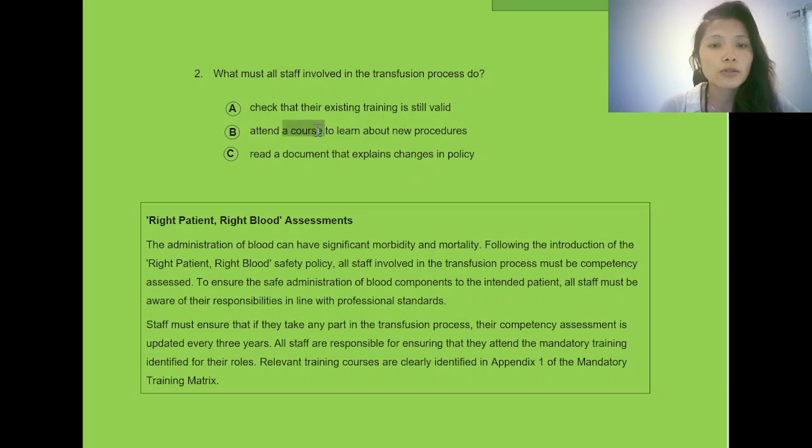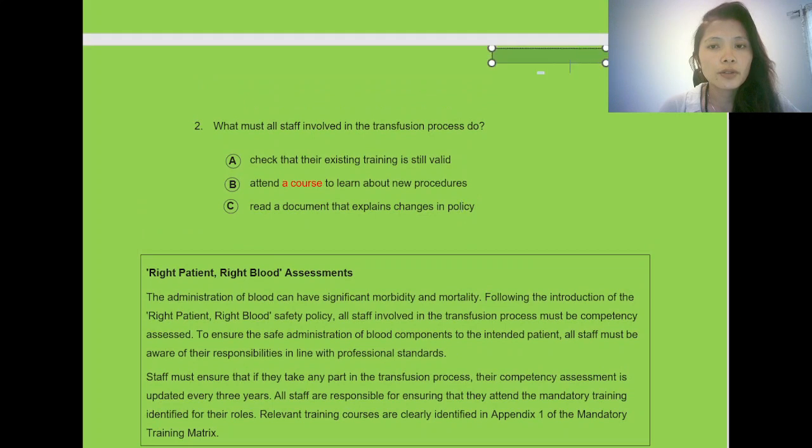This is again a distractor. Be careful with this one. A course. If it is a course, they may write the course here, but a course is again a distractor. So be careful with that. And to learn a new procedure. And C is read a document to change the policy. So I will give you a better version of how to take this.